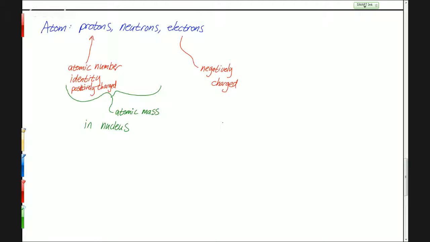Does anybody know? There aren't fractions of neutrons. What? It has to do with their isotopes. Right, it has to do with this thing called isotopes.